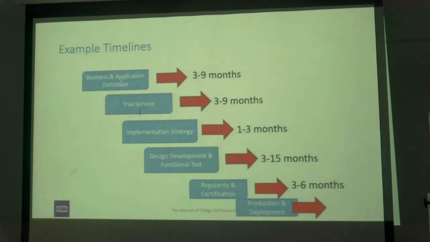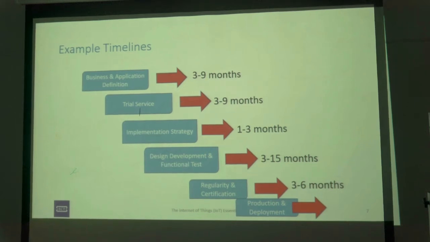All right, so, an example of timelines. The business and application definition takes 3 to 9 months. That's my guess, 3 to 9 months, but definitely not years. If you start thinking of a product or an idea and spend 3-5 years, you know how many Chinese companies will know it and make it before you?